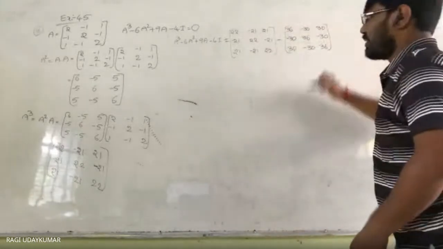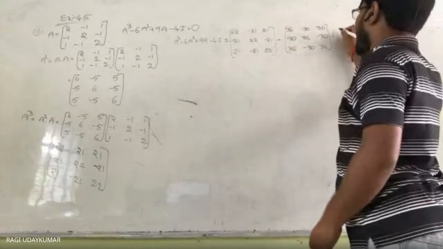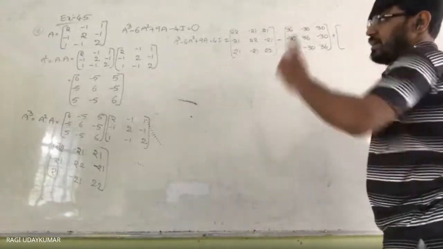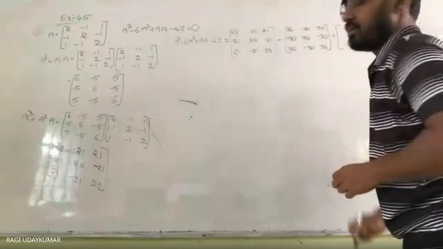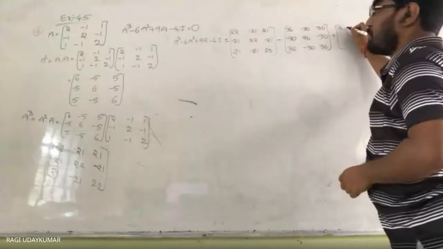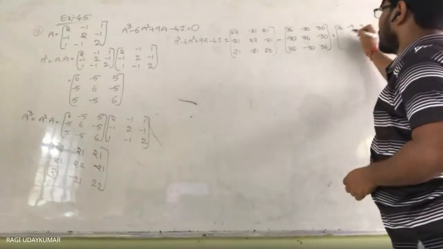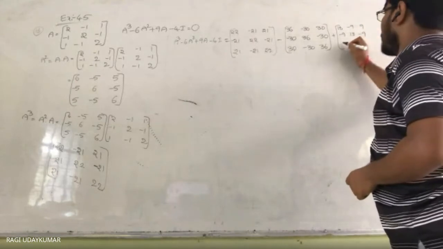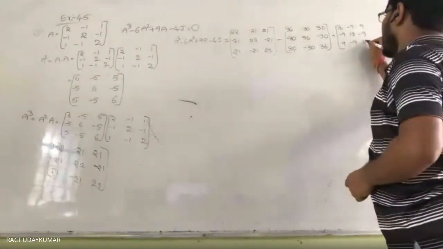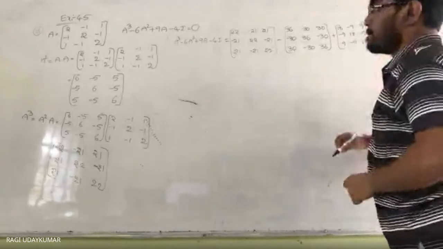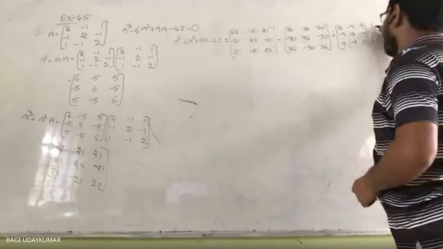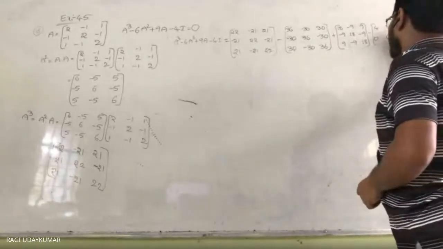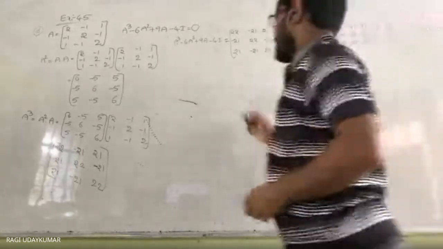Then plus 9A: multiply every element of A by 9. 9 twos are 18, minus 9, plus 9. Here minus 9, 18, minus 9, 9, minus 9, 18. Minus 4I, which is 4, 0, 0, 4. Now when you simplify this, what do you get?